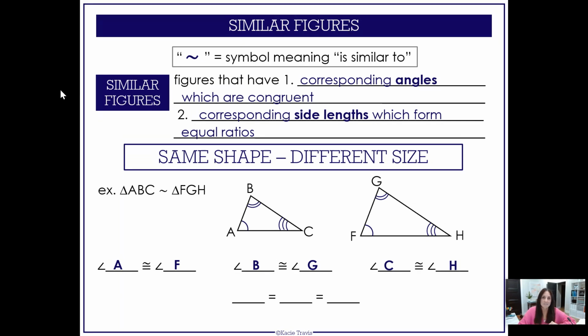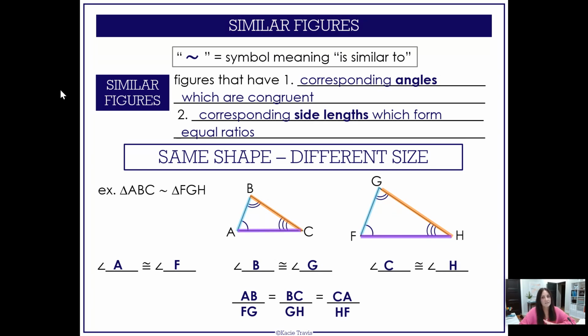And then the second thing about similar figures is that their side lengths form equal ratios. So the ratio of the length from A to B compared to the length from F to G is the same as the ratio of B to C over G to H, which is the same as the ratio of C to A over H to F.